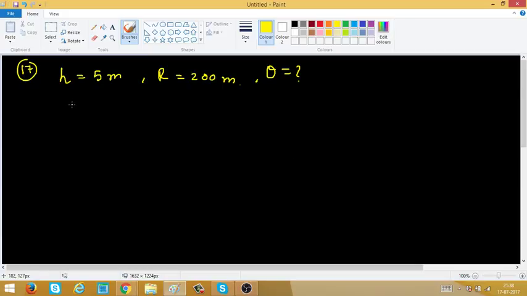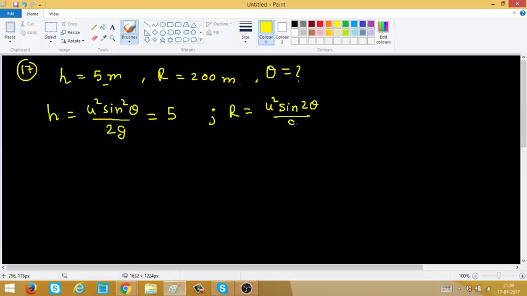So I'll use the equations for h and r. I know that h is equal to u square sine square theta by 2g, and this is equal to 5, given. Similarly, r is given to us, and we know r is equal to u square sine 2 theta by g, equal to 200, given. So I have these two equations, and from this I can find u sine theta and u cos theta.